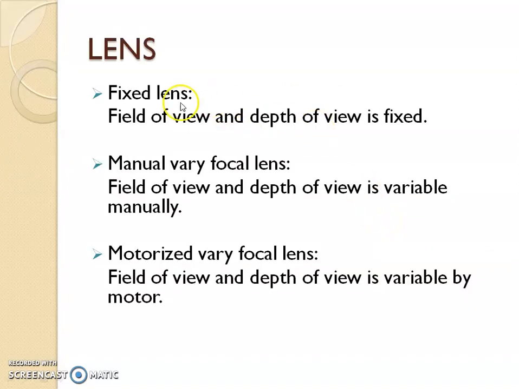Coming to a lens, there are fixed lens, manual varying focal length, and motorized varying focal length. So these are very common in nowadays camera. The manual varying focal length, the camera has to be manually adjusted to find the view. In motorized thing, you can see the field of view and depth is variable by a motorized automatic mechanism.